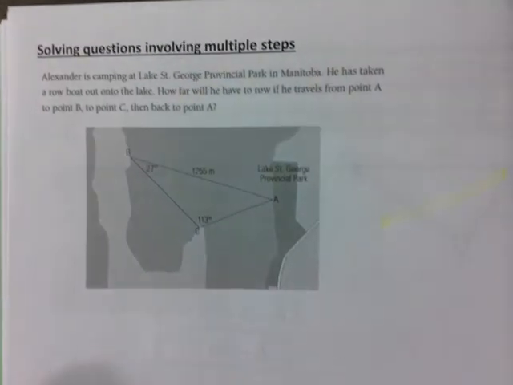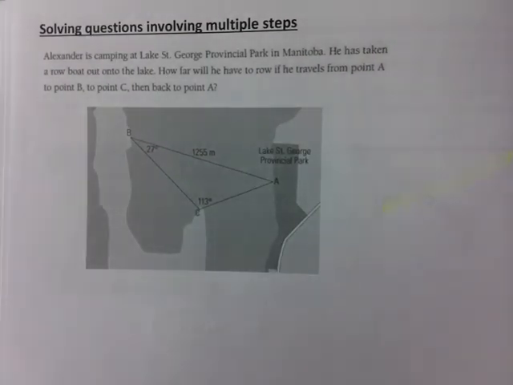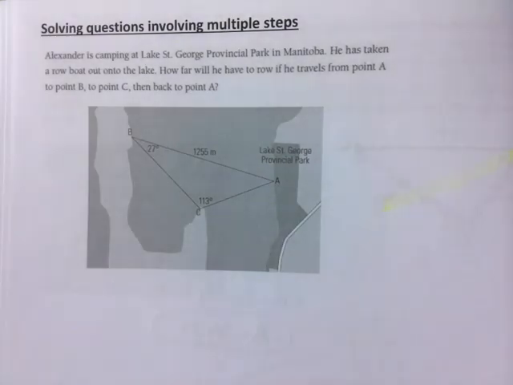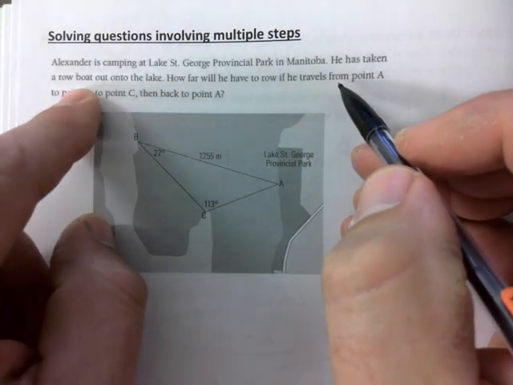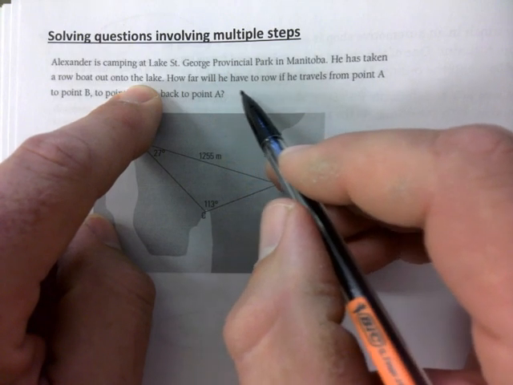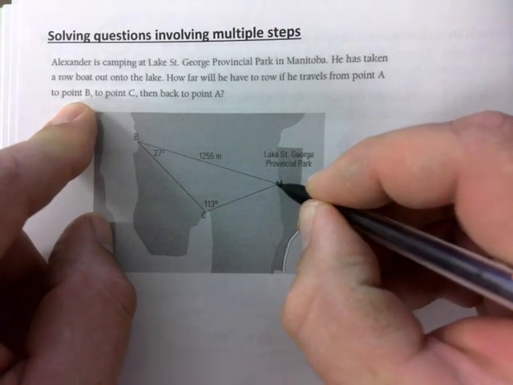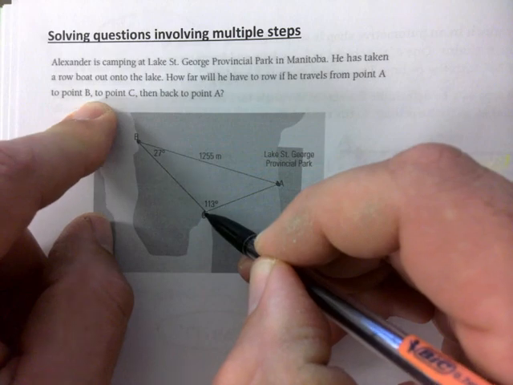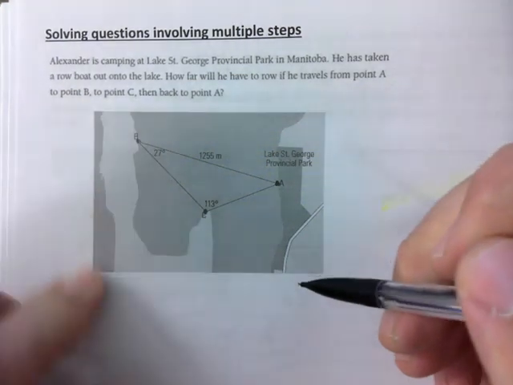Page 11. We're doing good with time, so I will show you how to sketch your own diagrams as well. Page 11. So you're camping at Lake St. George Provincial Park. He has taken 2 rowboats out onto a lake. How far will he have to row if he travels from point A to point B? Right, so it goes from here to there, and then to point C, and back to point A. So basically, what's the round trip distance?